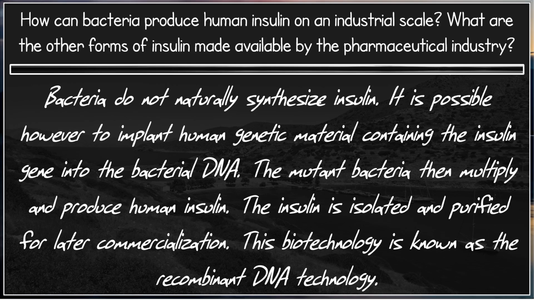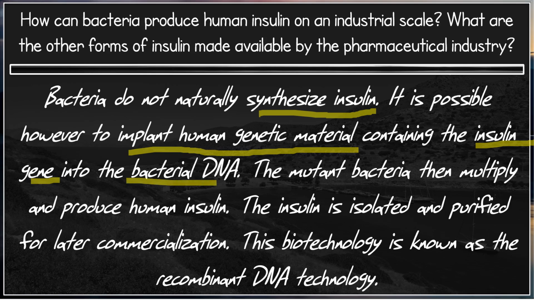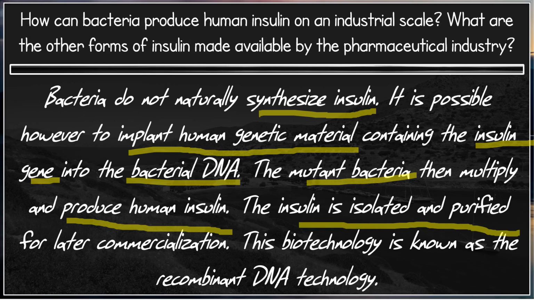Bacteria do not actually synthesize insulin. It is possible, however, to implant human genetic material containing the insulin gene into the bacterial DNA. The mutant bacteria then multiply and produce human insulin. Insulin is also isolated and purified for later commercialization. This biotechnology is known as recombinant DNA technology.